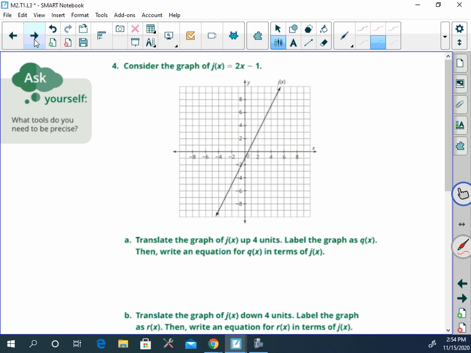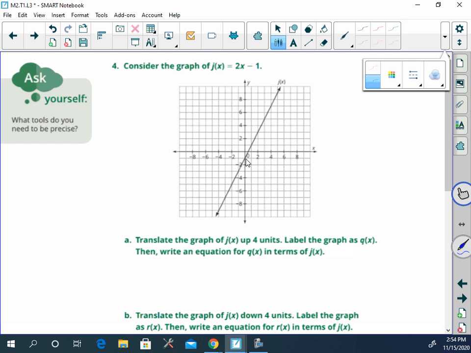Okay, it says consider the graph. So this is the graph of 2x minus 1. So the slope is 2, you can see that, and our y-intercept's -1. So they already graphed it. That's our j of x. Now it says translate the graph of j of x up 4 units.